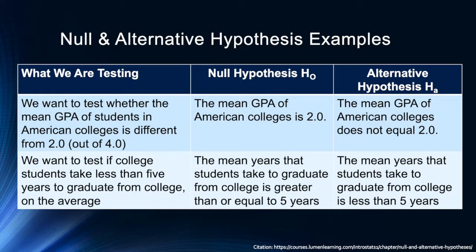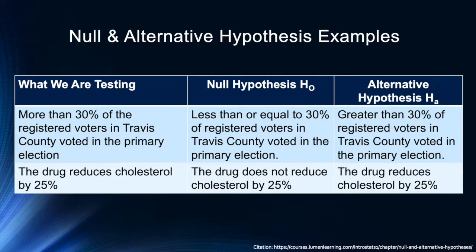Null is equal to no or is. So this is the tricky part about it. So we are saying it actually reduces it by 25%. So the null and alternative hypothesis would be equals to and not equals to. The reason is if we said that the drug reduces cholesterol by less than or equal to 25%, then our null hypothesis would be greater than 25%. Does that make sense? So this is why I go over this, because it's a little tricky.